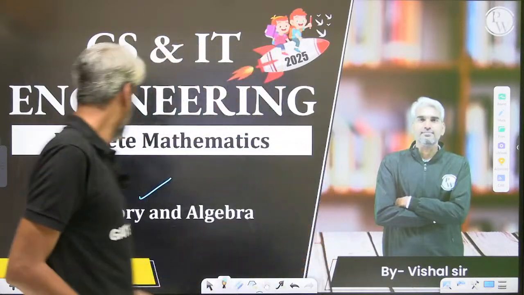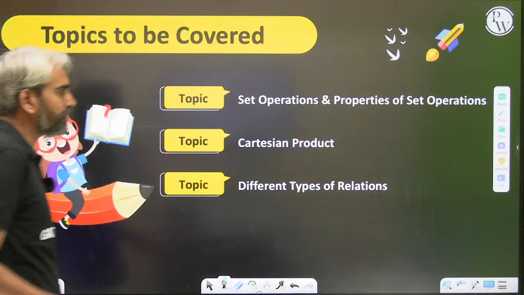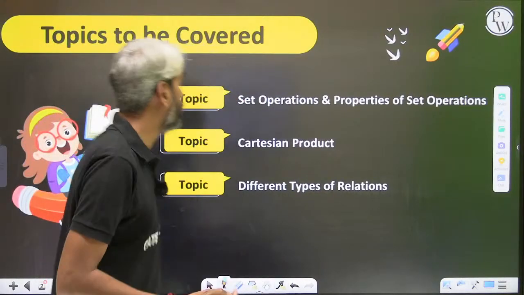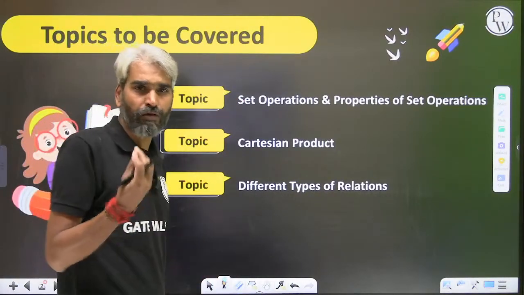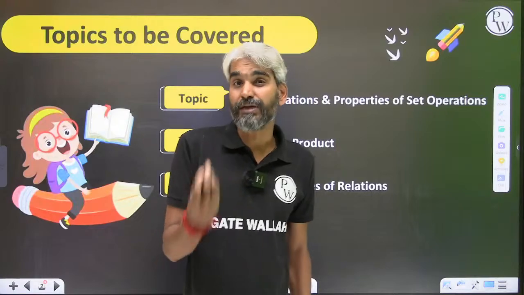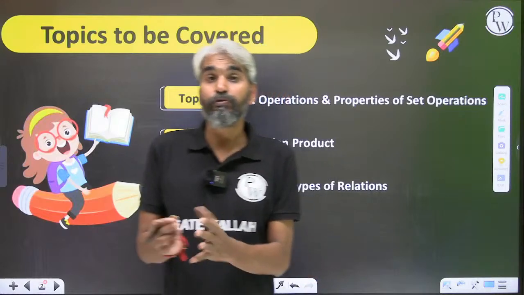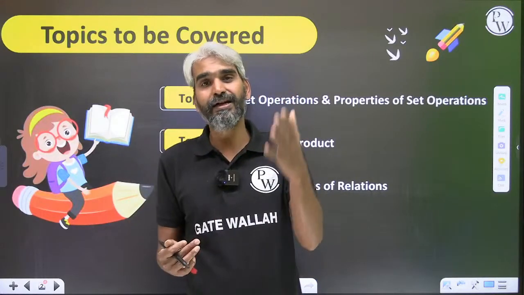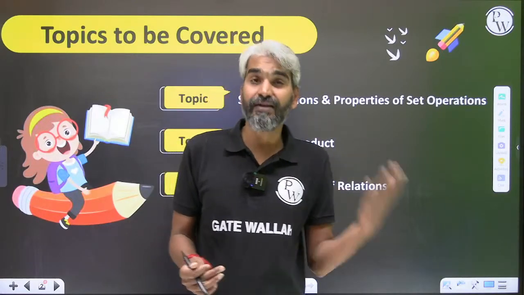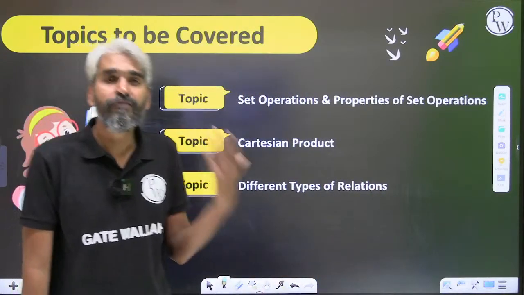So what are we going to learn in this particular chapter or in this particular session? In the last class we have already discussed the concept related to set, what we mean by set, and the different ways in which a set can be represented. Apart from that, the different types of set: empty set, equal set, equivalent set, finite set, infinite set, universal set, subset, superset, power set. Various types of sets we have discussed in the last class.